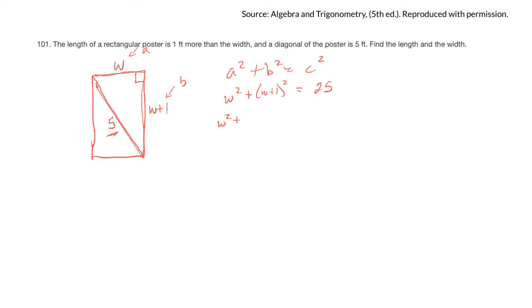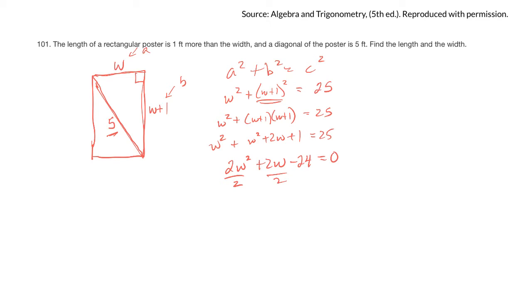So now I'll go w squared plus... I'll need to FOIL that out, so there's 2 of them. So this would be w squared plus w plus another w plus 2w plus 1. And then it's a quadratic, so I'll collect like terms and make it equal to 0. So it'll be 2w squared plus 2w, and 1 take away 25 would be a negative 24 equals 0. Everything's divisible by 2, so let's divide everybody by 2. So it'd be w squared plus w minus 12 is equal to 0.